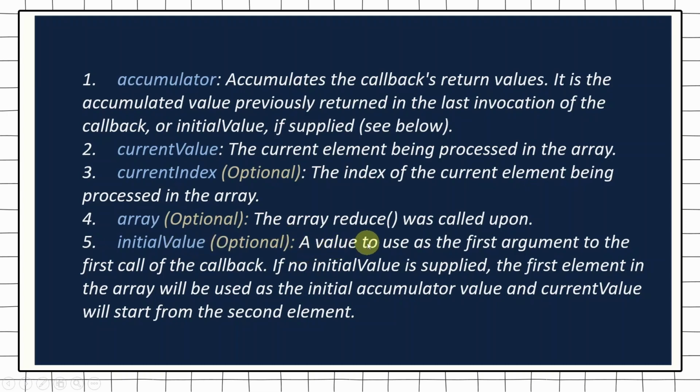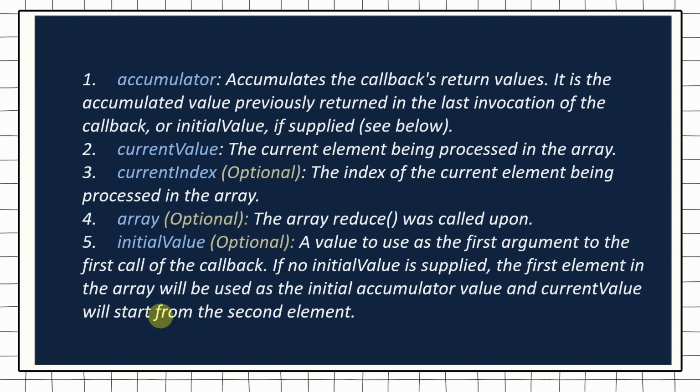This is nothing but the value which is used as the first argument to the first call of the callback function. So whatever value I give here will be given to our accumulator as its first value. If we do not give this initial value, as it is optional, then the first element present inside the array will be taken as the first value for the accumulator, and our current value will start from the second element of the array.